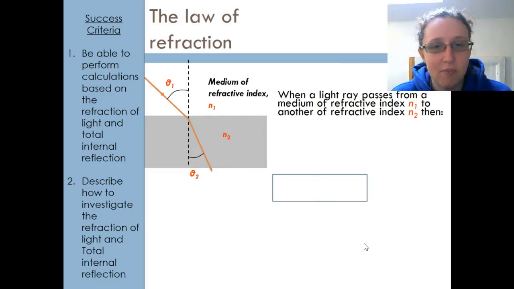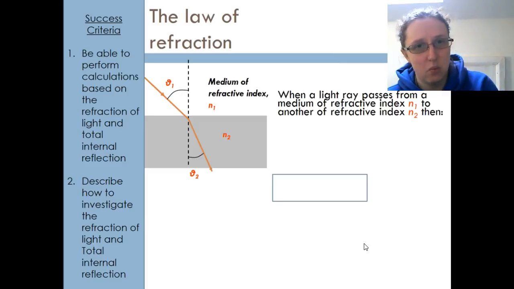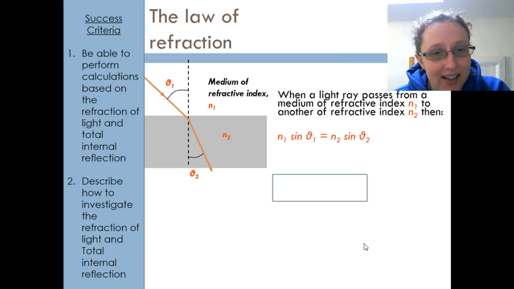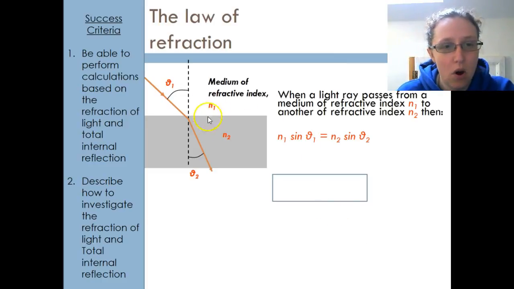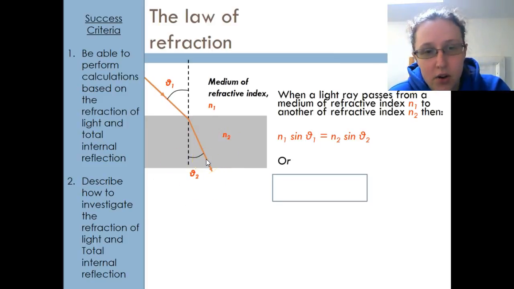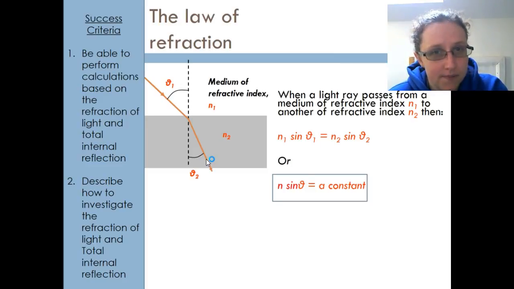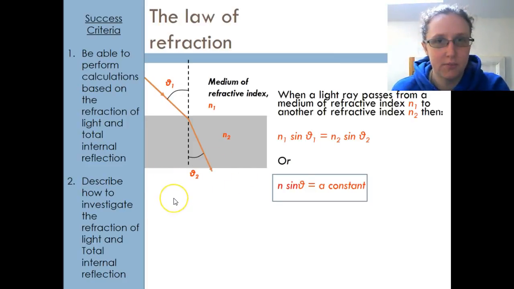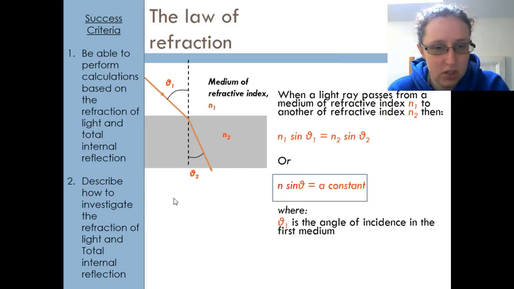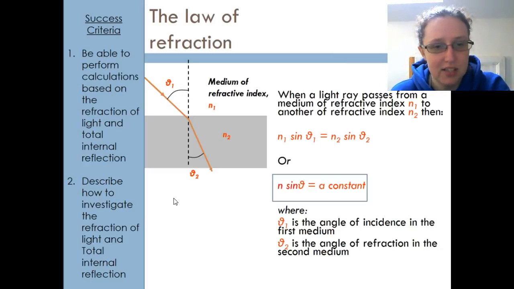So basically, what I'm saying is when my light ray goes from material n1 to material n2, I find this relationship: n1 times the sine of theta 1 is equal to n2 times the sine of theta 2. Or another way of thinking about it is that n sine theta will always equal a constant. And this can be useful. If I know the angle at which I shine it in at, and I know the n value of both materials, I can then predict what the angle of refraction will be. Okay, so just to clarify, theta 1 is the angle of incidence, and theta 2 is the angle of refraction, just in case you didn't catch that.